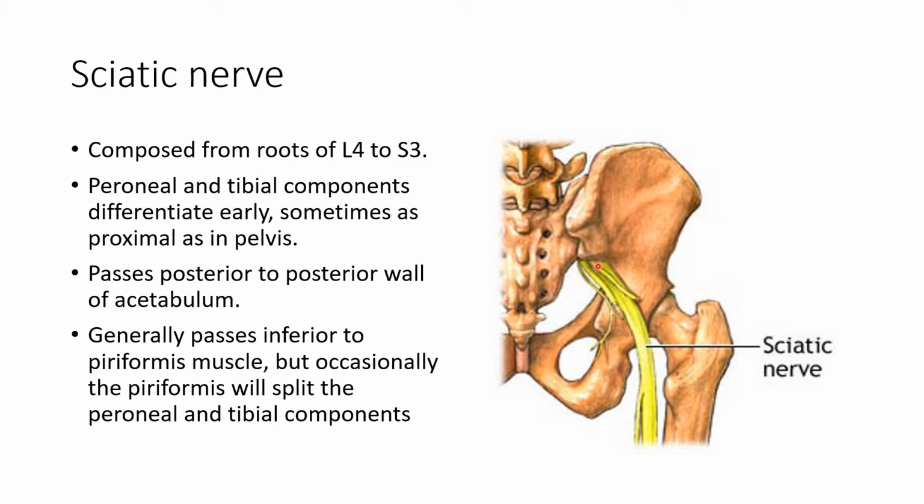and it enters from here. It has two main components, peroneal and tibial components, which differentiate early, sometimes as proximal as in the pelvis. It passes posterior to the posterior wall of the acetabulum, generally passes inferior to the piriformis muscle in this part, but occasionally the piriformis will split the peroneal and the tibial components.